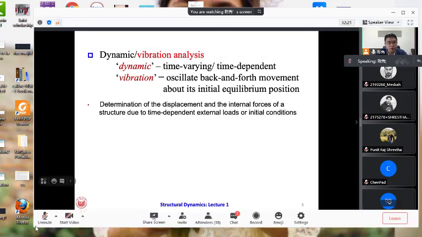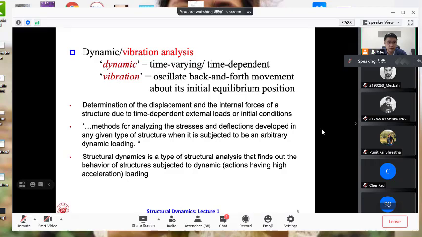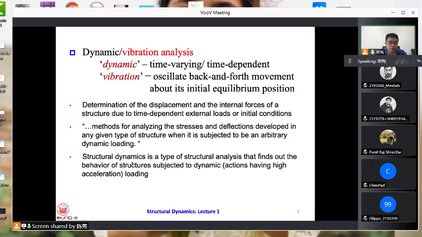And then there are some other definitions of structural dynamics. So what's the task? What's the purpose of structural dynamics? You can see here, structural dynamics is a type of structural analysis that finds out the behavior of structures subjected to dynamic loading. Dynamic here means action having high acceleration. And here are the methods to analyze the stress and deflections. So this is internal force, right, stress. And these are the deflections developed in any given type of structure when it's subjected to arbitrary dynamic loading.